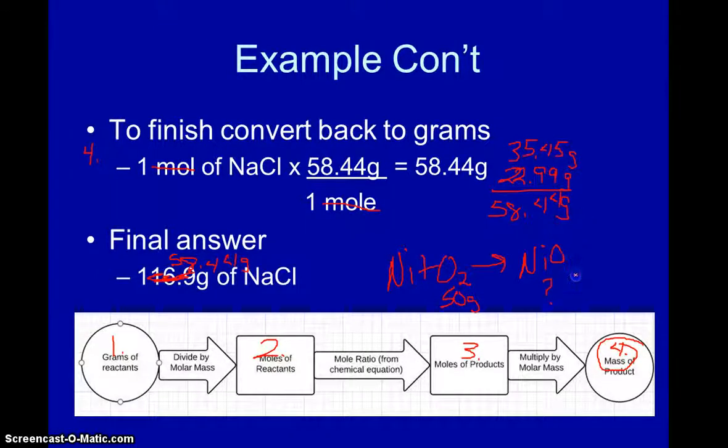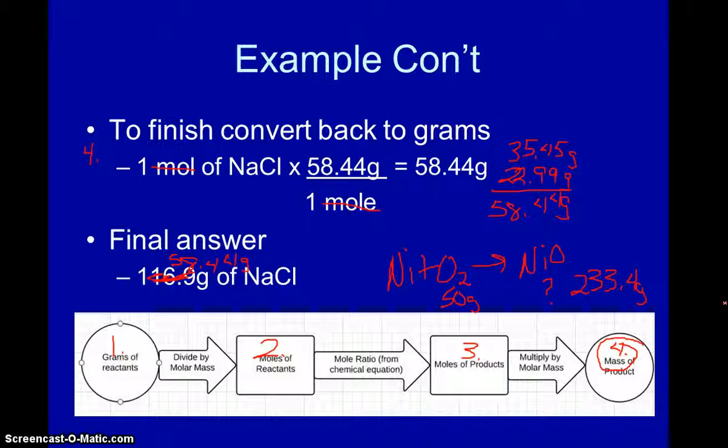All right. The final answer that I came up with was 233.4 grams. If you get a number pretty close, it could simply be a rounding thing. Remember, we're going to try to round most of our answers to just 1 decimal place.